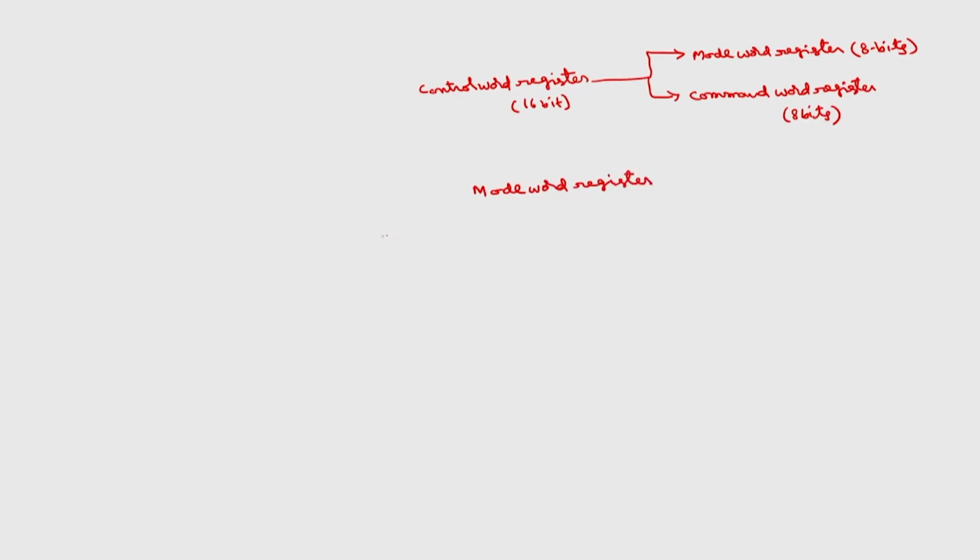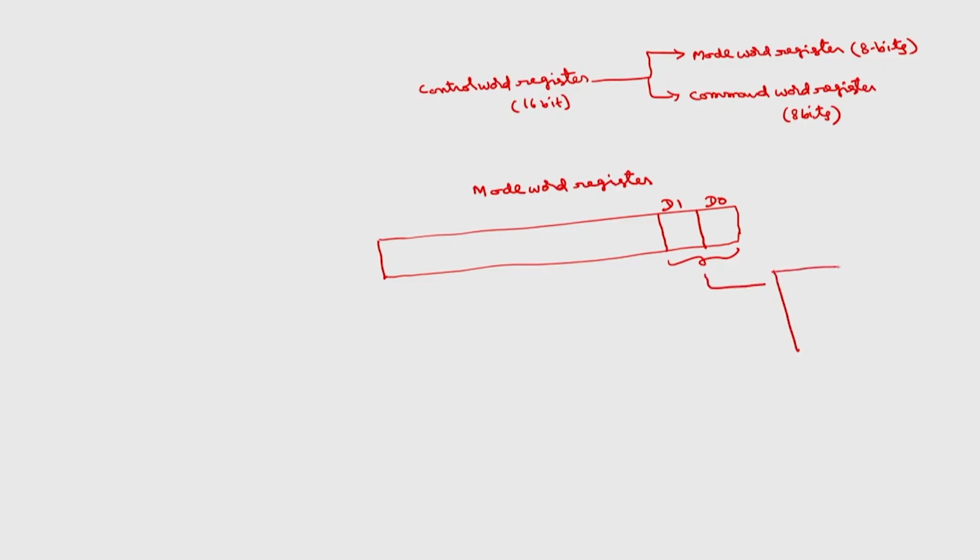So, the format is this: this is an 8 bit register. The last 2 bits, the LSB 2 bits, D0 and D1, are called the baud rate factor. This is going to decide the baud rate factor. We know what is baud rate.